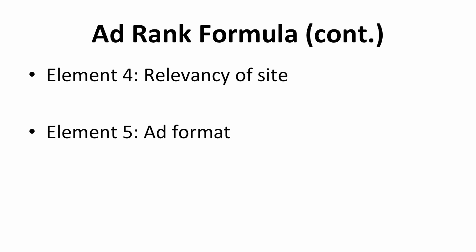The final element for ad rank is the ad format. Ad format is the way you present your site in the search engine, such as the side links, website's domain, meta descriptions, and the other headlines. Google will look into all these elements under the ad format category.